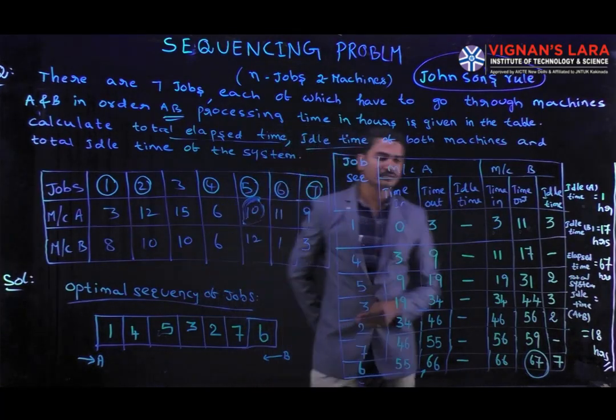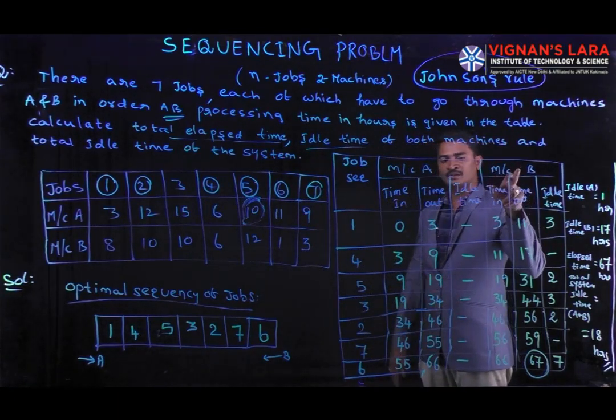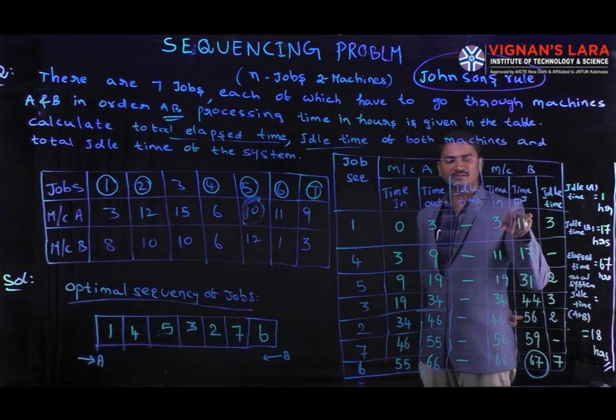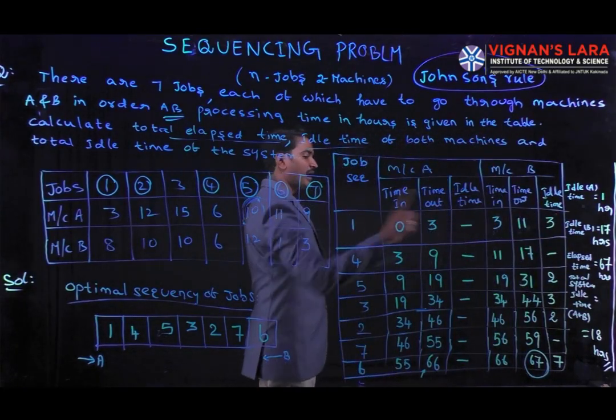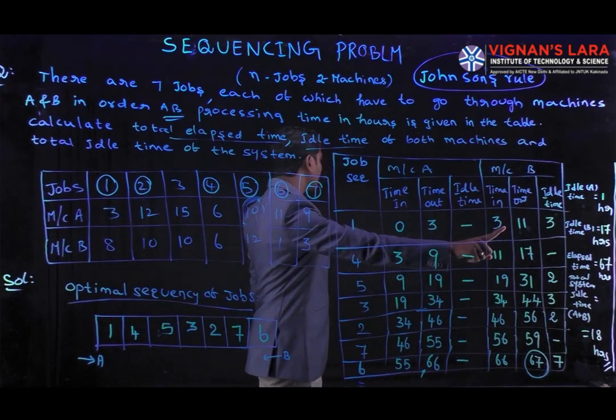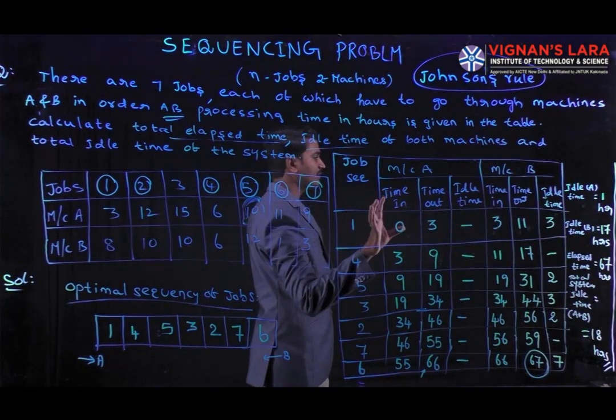Next, coming to mission B. Here we have the start time, out time, and idle time. For mission B, we process job 1 at mission B after completion of mission A.